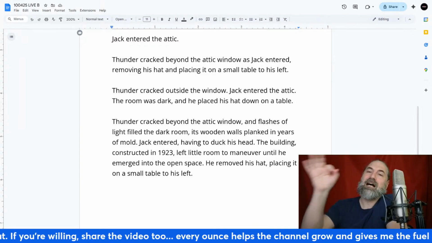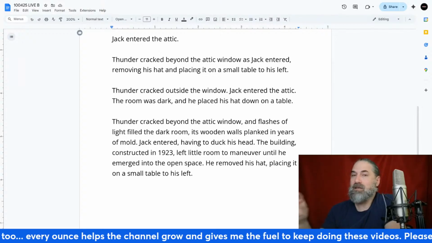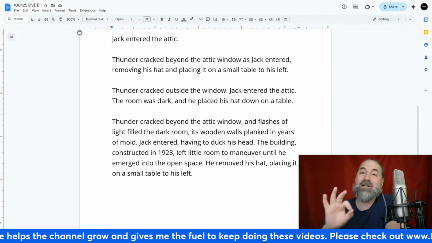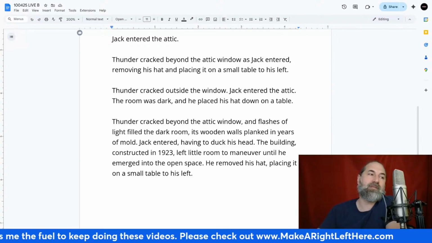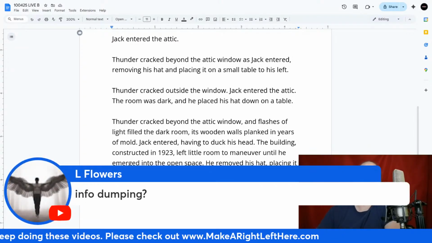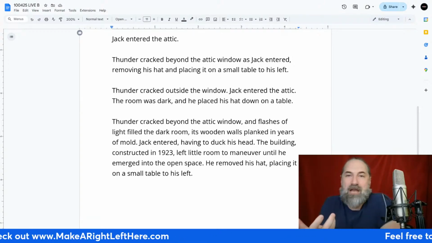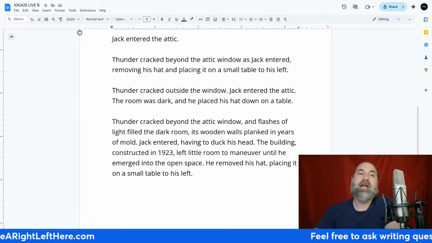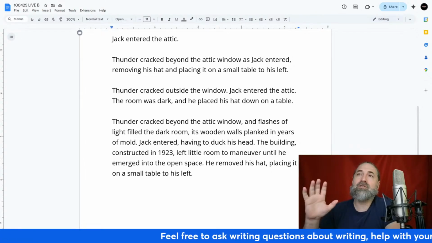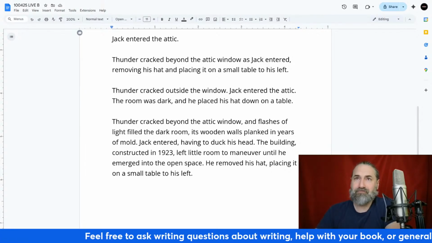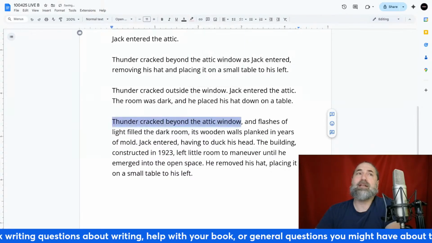Description does create slow pace or slower pace, but that does not always equal slow reading. We're trying to find the medium that does both. Info dumping. Oh yeah, there we go. We are falling into information dumping. Okay, and the reason is, let's go into it, these are all great answers, by the way. You're all using the writer's brain. I love it. So thunder cracked beyond the attic wall. This right here, oh, we got more.